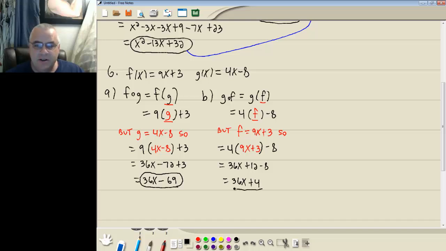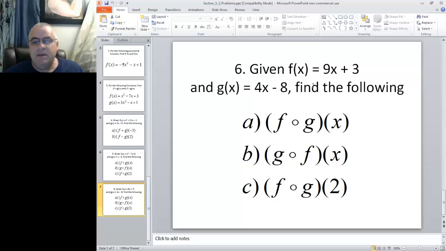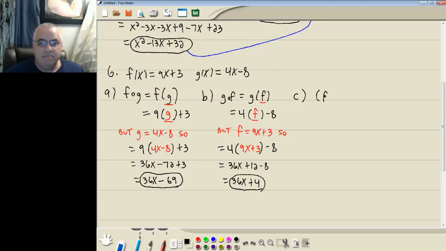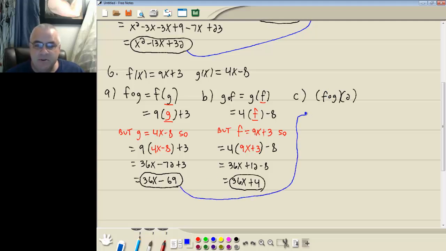Okay, C. We got this notation, and again, just to refresh your memory what that means. It means first find the composition of f and g, which we found right here. So it's kind of a continuation of part A in that regard. This says then plug 2 in for the x.